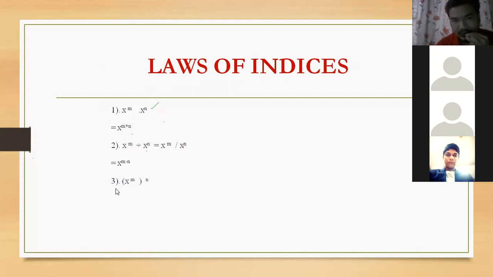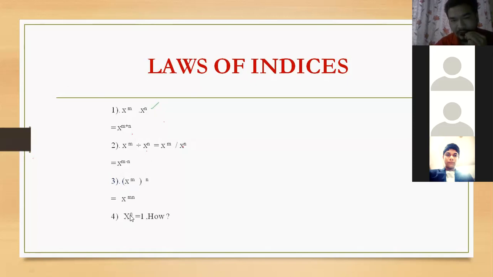Now look at the third one. In the third one, we have x to the power m and whole power n. Look, the power has again its whole power. In such a case, we have to multiply these two powers. This m and n will be multiplied, and it will be written like this: x to the power m into n. Okay, children?